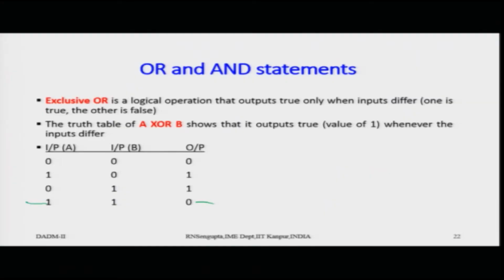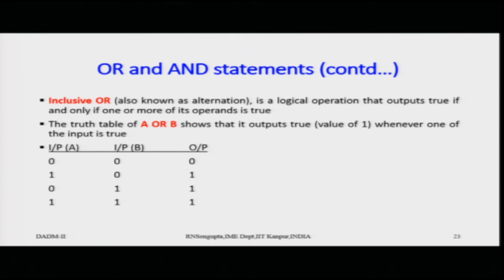So, the truth table for A XOR B, which is exclusive OR, would be utilized in such a way that A1 B1 output is 0, A0 B0 output is 0, A1 B0 output is 1 and A0 B1 output is 1.